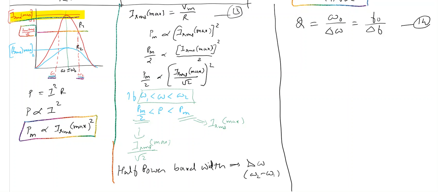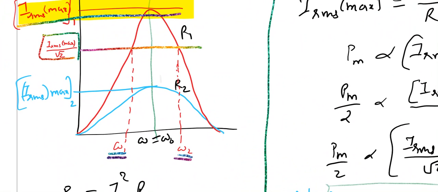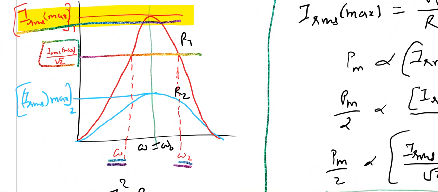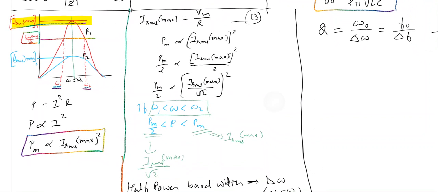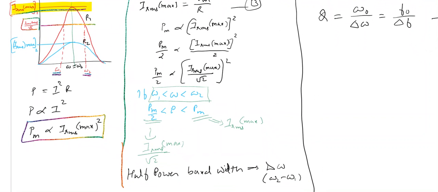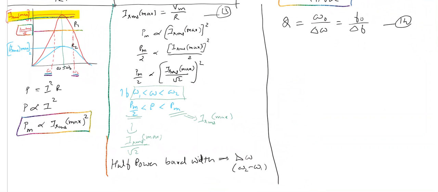What is omega 0? Resonance frequency, that is the angular frequency at which IRMS becomes maximum. And what is delta omega? Delta omega is the difference of omega 2 and omega 1, the half power bandwidth, you must say. Okay, and now this is from definition. This equation is from the definition of quality factor.